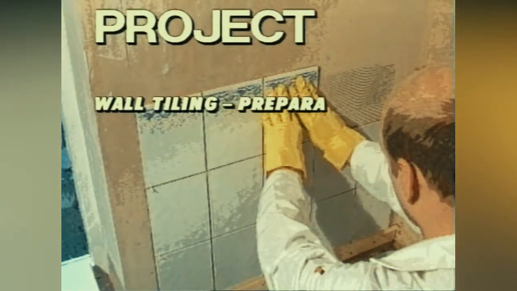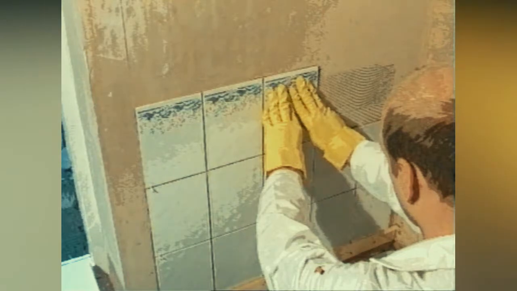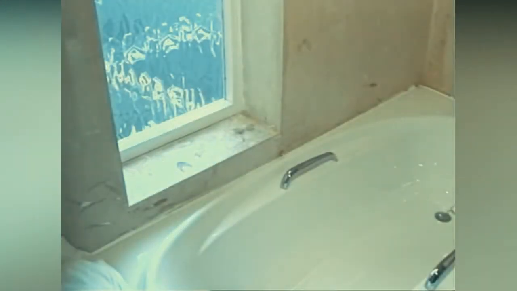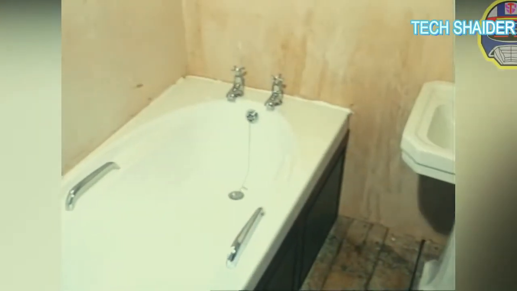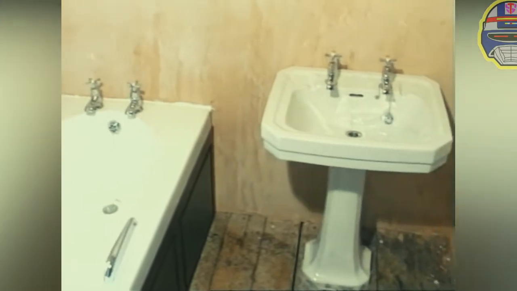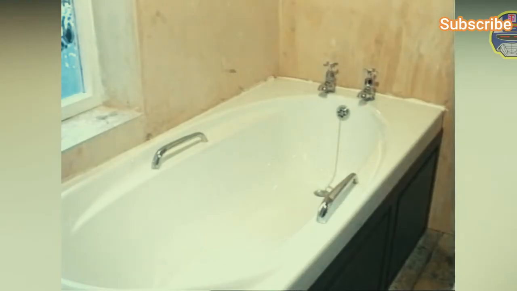Our first project is going to be tiling a conventional bathroom. We'll be using extruded plastic strips around the window profile. Begin by covering the sanitary ware with dust sheets to avoid any damage, such as surface scratches.